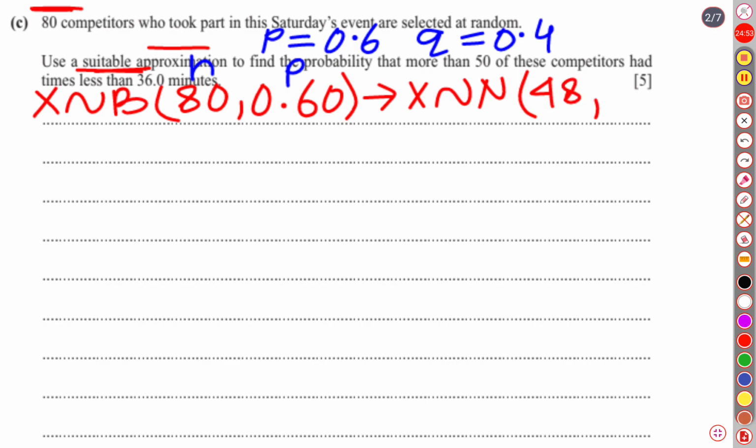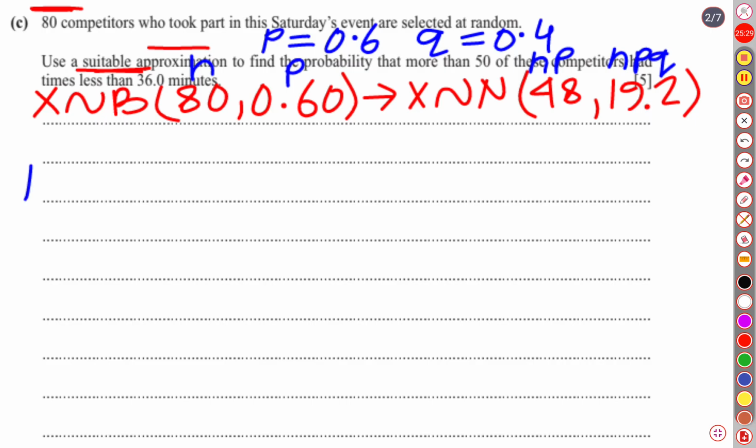48, and our second parameter is the variance. Variance is the product of n, p and q. 48 into 0.4, if it is multiplied, it is going to be 19.2. 19.2 is our variance. The first parameter is np, and the second parameter is n multiplied by p multiplied by q. Then let's start our solution.